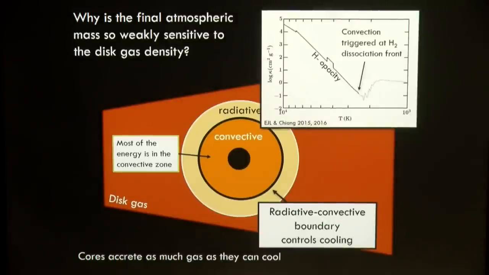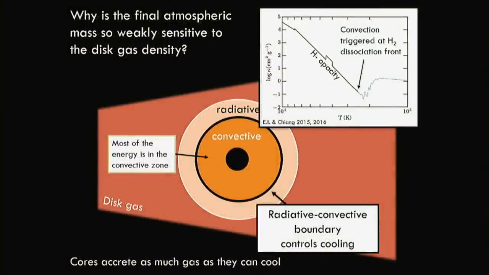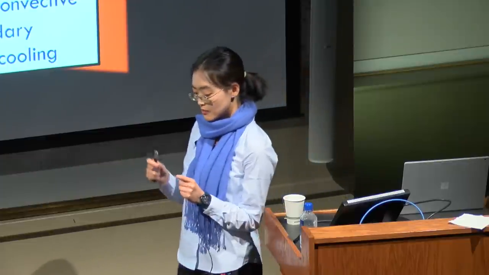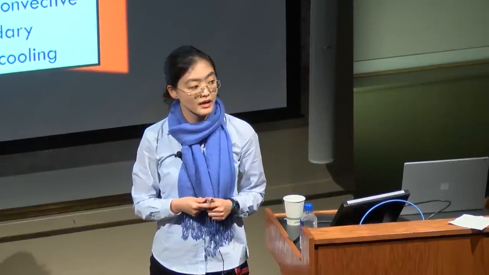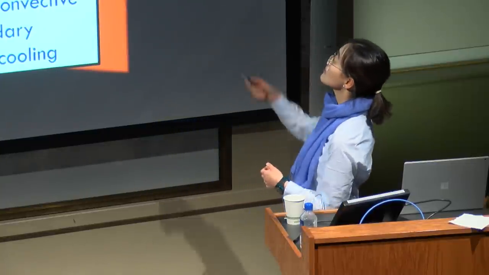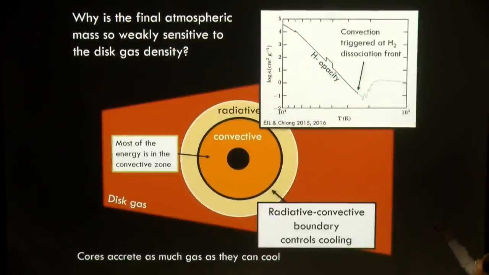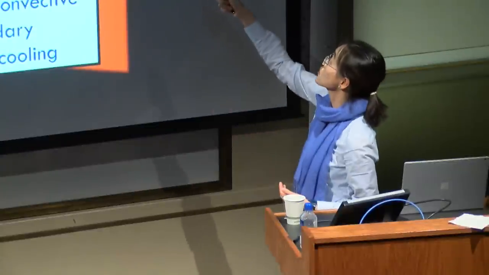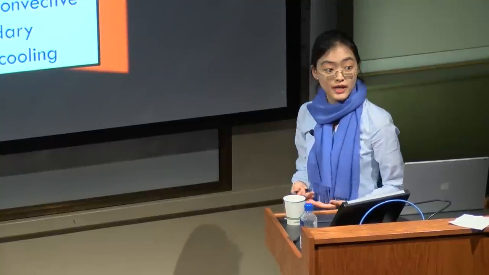Turns out, it almost always occurs at this H2 dissociation front. Once you have these dissociated free hydrogen atoms, they can combine with the free electrons, the valence electrons that got freed off of the heavier metals. Then you form the H- ions. And it's the bound-free transition of those H- ions that becomes the dominant source of opacity for these atmospheres at this radiative convective boundary. And on the inside, because the H- opacity is such a strong function of temperature, you have a surge of opacity, which ensures that convection prevails.